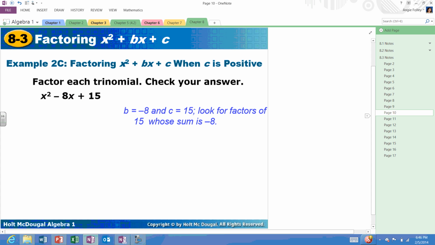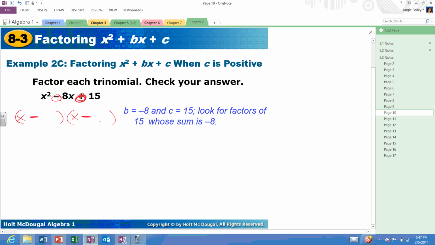Next one. Okay. So we know we need our parentheses. We know that we need an x at the beginning. This sign is positive, therefore we need the same signs in between. But if you look, the middle is now negative, so that means both have to be negative. So if this is positive, they have to be the same sign, but since this is negative, it's going to be both negative.